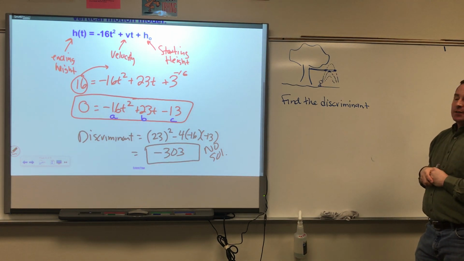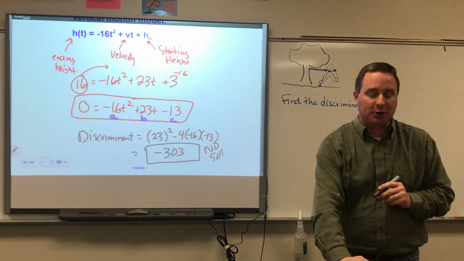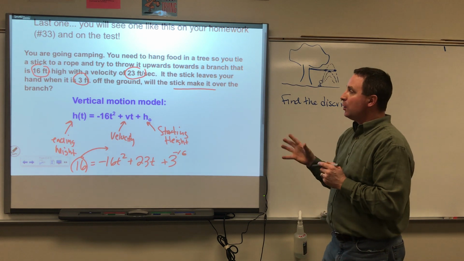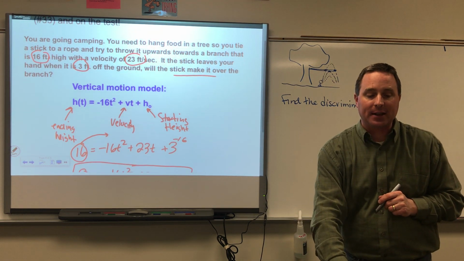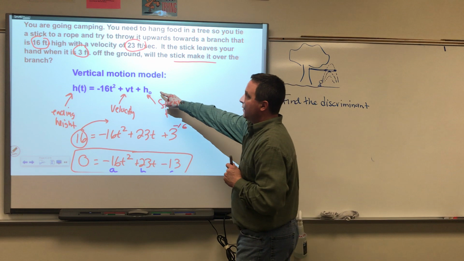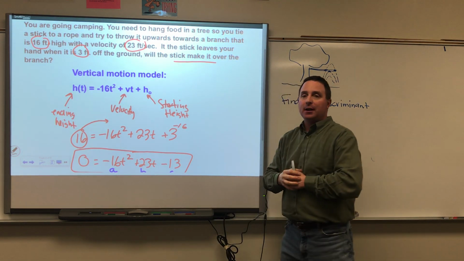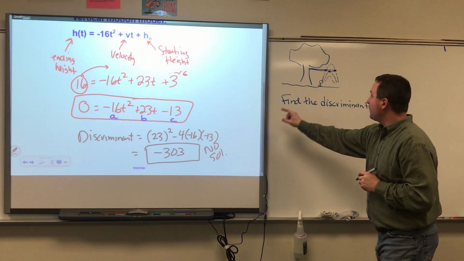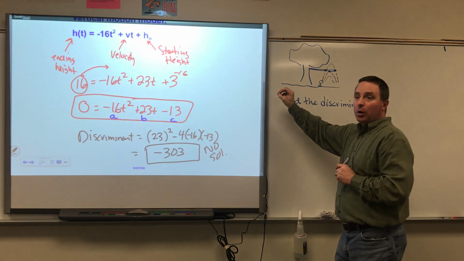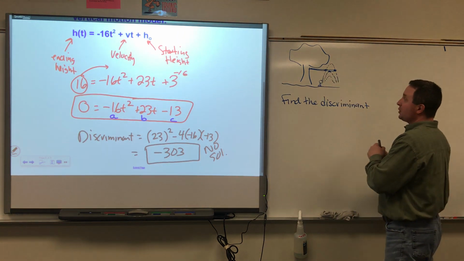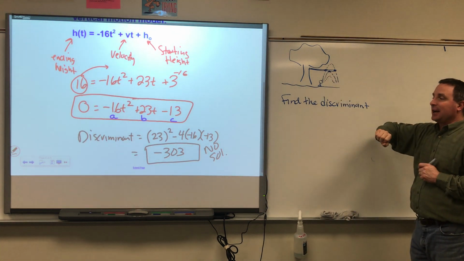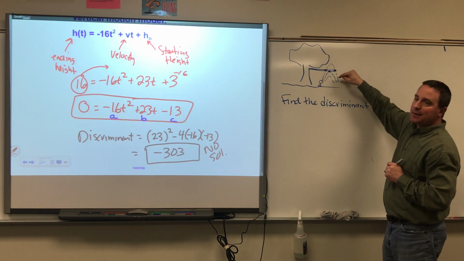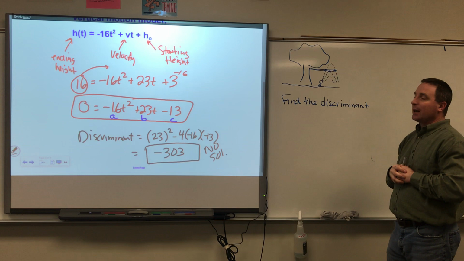So you're going to see one problem similar to that on your homework assignment. Again, it's problem number 33. But the whole gist of it is, we're trying to find the discriminant in that problem. Again, this is called the vertical motion model. We'll fill in numbers. Find that discriminant. If it's a negative number, it doesn't work. If it's 0, that means it hit the bottom of the branch. And best case scenario, we want that discriminant to be a positive number, which means it has 2 solutions, which means it went up and over the branch and crossed it twice.